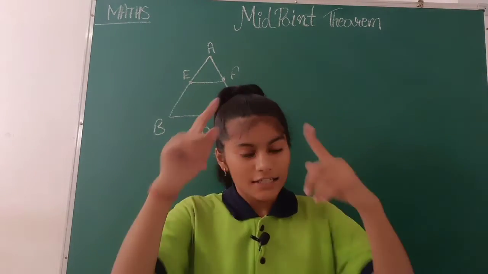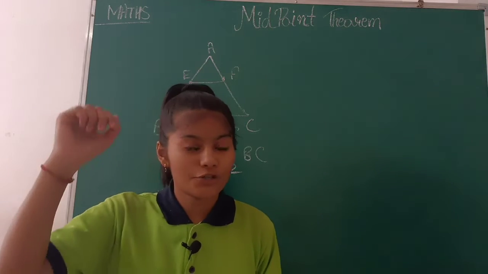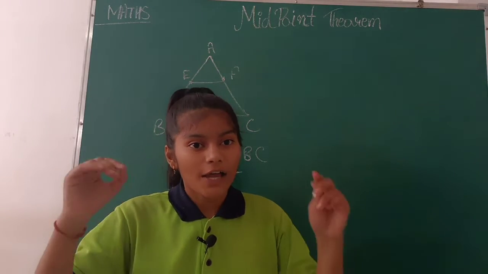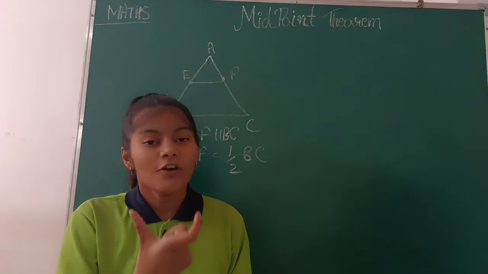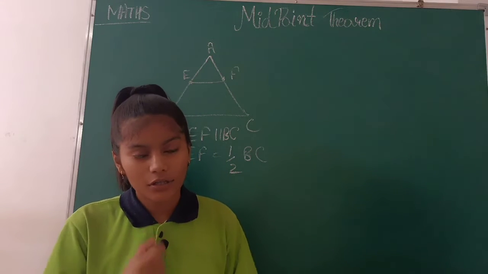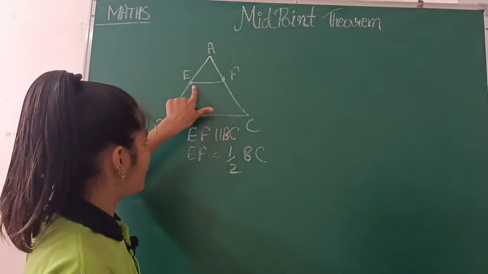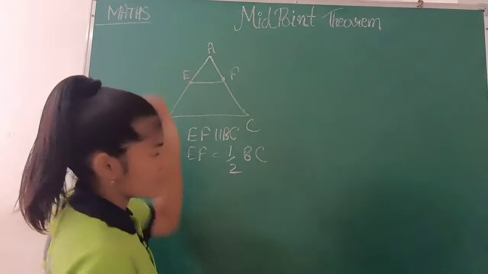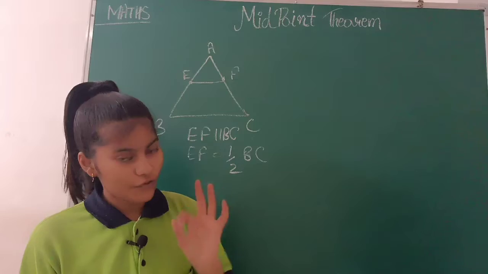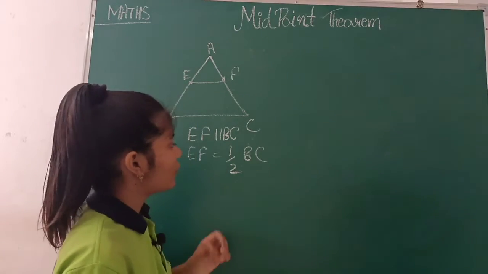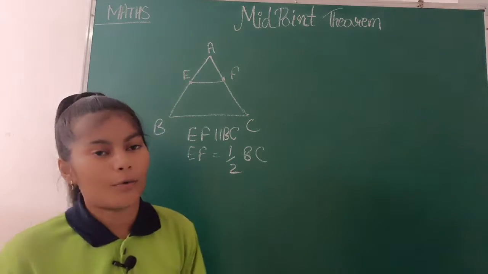It says that if we take a triangle, let's say ABC here, and if we join the midpoints of any two sides, then the line joining these midpoints will be parallel to the third side and half of it. So if we join point E, which is the midpoint of AB, to point F, which is the midpoint of AC, this line EF will be parallel to BC and half of BC. This is the midpoint theorem.